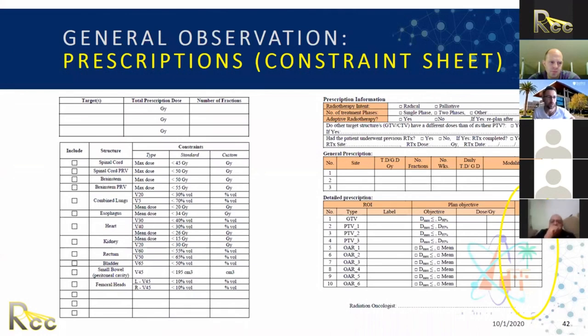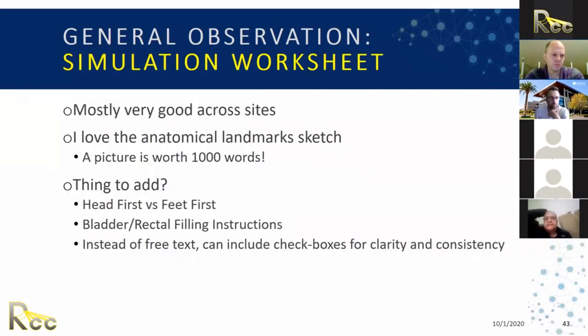So if you give a planner 20 OARs to worry about, sometimes it can get out of hand. But if you tell them, I'm most interested in 1, 2, 3, less interested in 4, 5, 6, it's really useful. Simulation worksheets were very good. I love the anatomical landmarks, the sketches, and the ability to circle where you want the scan to be. I think those are excellent.